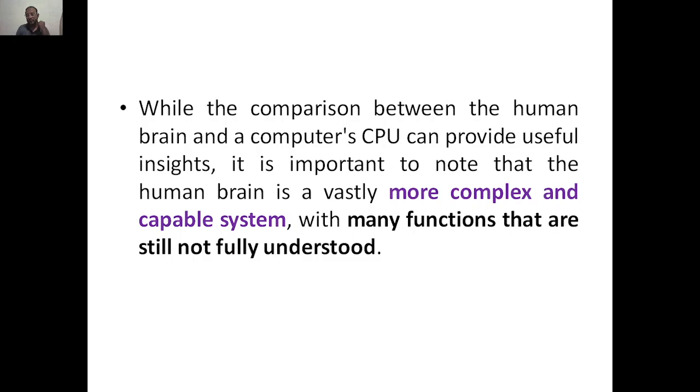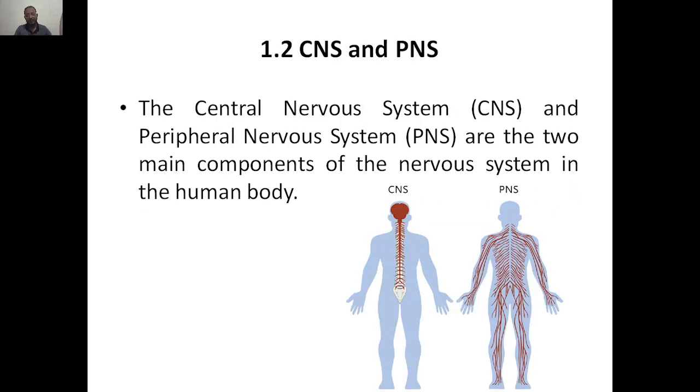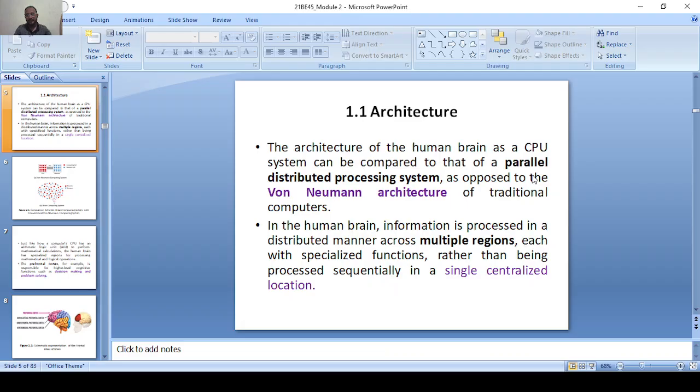That's why there is no competition with the human brain. But certain aspects we can compare, where the CPU of a computer acts as the brain of a computer, and that's how our brain functions. Some of the properties the CPU is doing can be done by the brain. So that's it. CNS and PNS we will discuss in the next class.